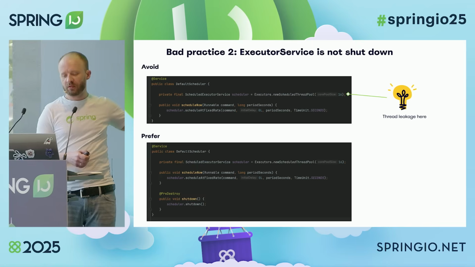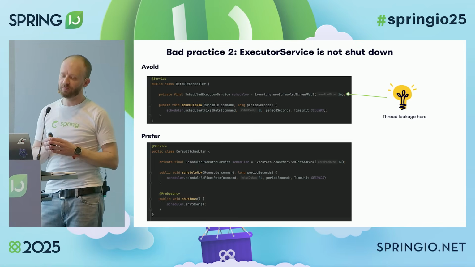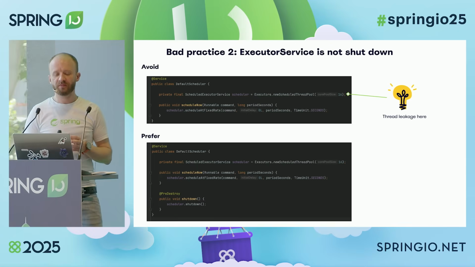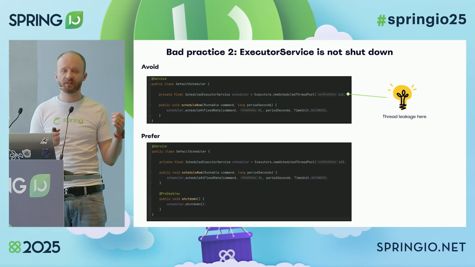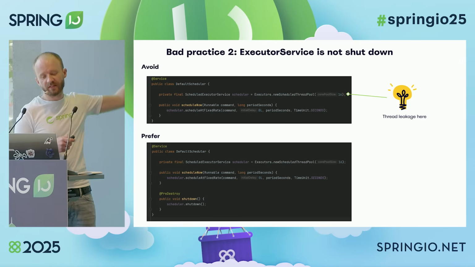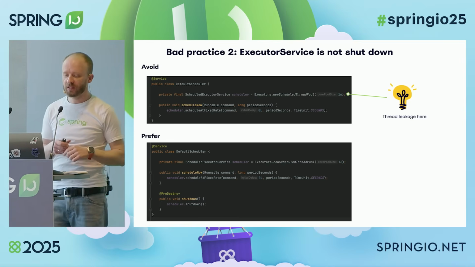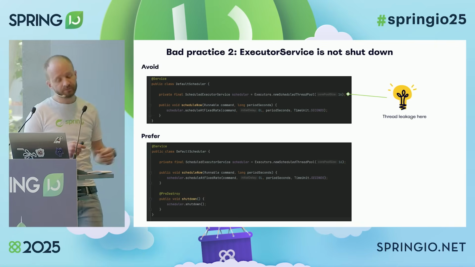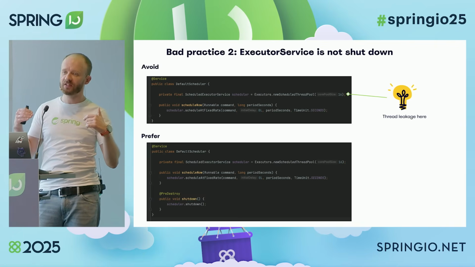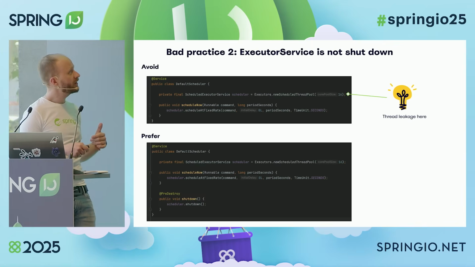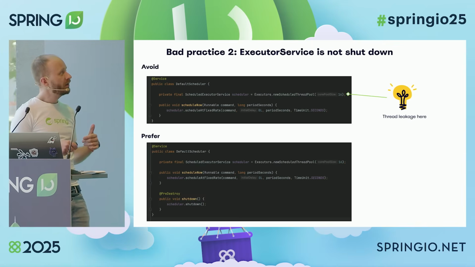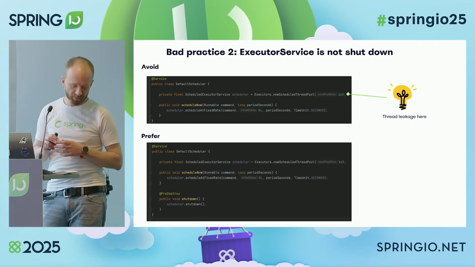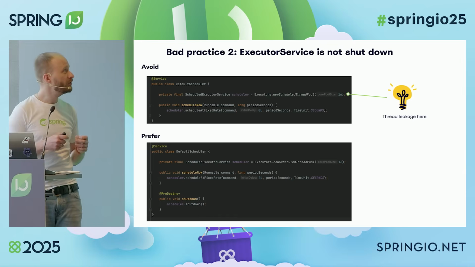Another popular problem is not managing correctly the life cycle of beans that start thread pools. So for example, this is a sample service, and as you can see, it creates a scheduled thread pool. Everything is fine until Spring shuts down the context. The problem is that the thread pool will stay alive. On a small scale, it can be not that visible, but on a bigger scale, it can lead to issues.